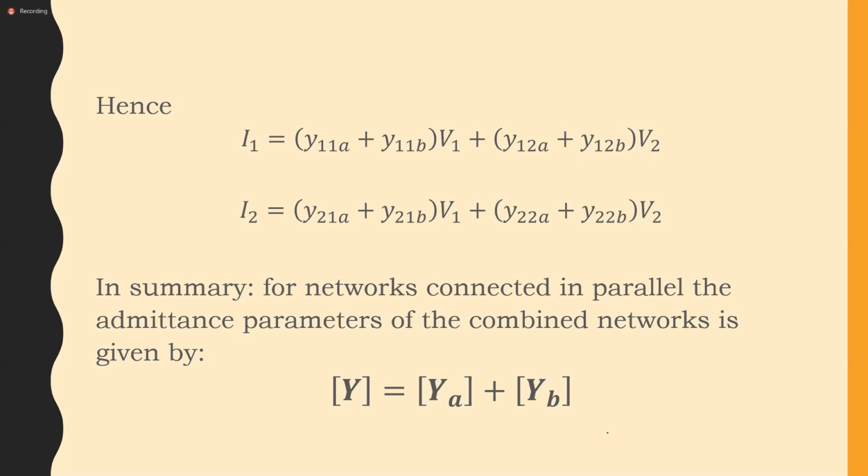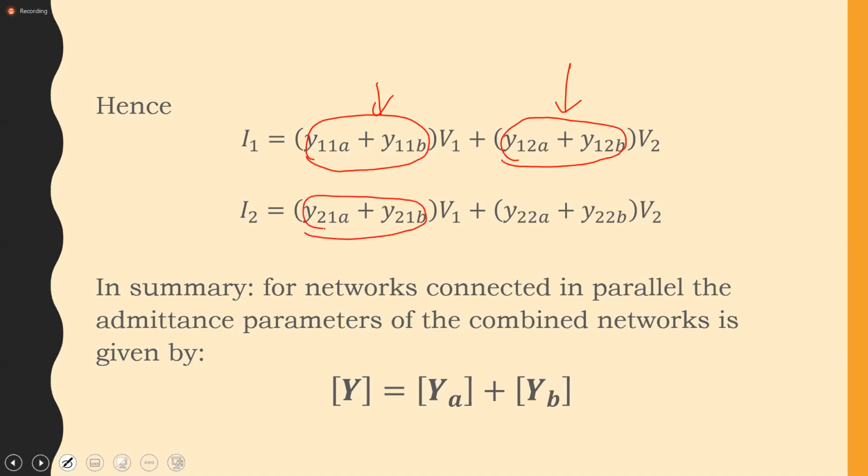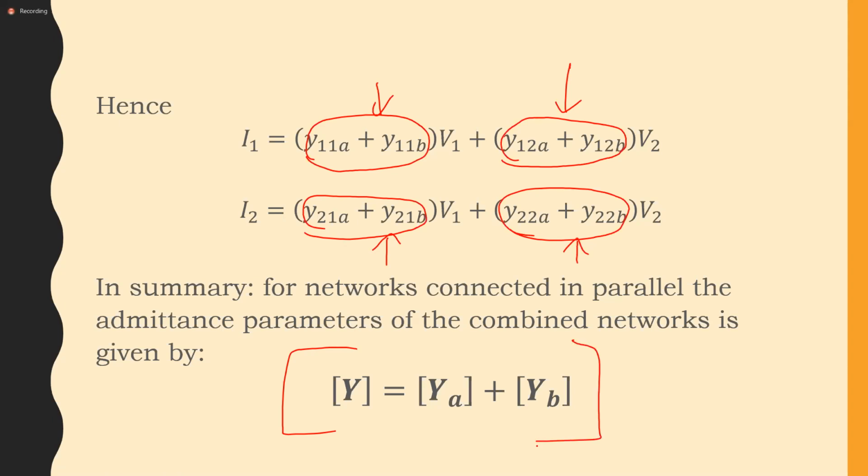So all we're doing here is adding the corresponding points within the matrix. Or we're adding two matrices, eh? So in essence, in summary, the admittance parameters for the combined networks would be YA plus YB.